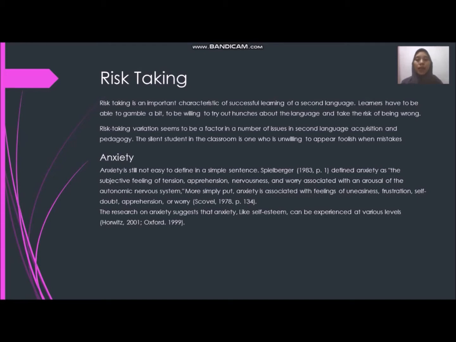First, risk-taking. Risk-taking is an important characteristic of successful learning of a second language. Learners have to be able to cope with it, to be willing to take risks with the language and take the chance of being wrong. Mistake avoidance seems to be a factor in our health issues in second language acquisition. The silent student in the classroom is one who is unwilling to risk using their voice when mistakes are made.